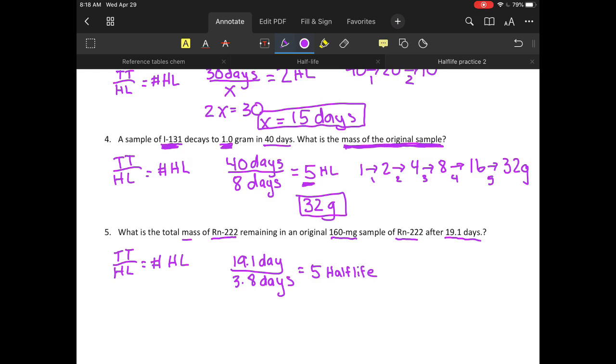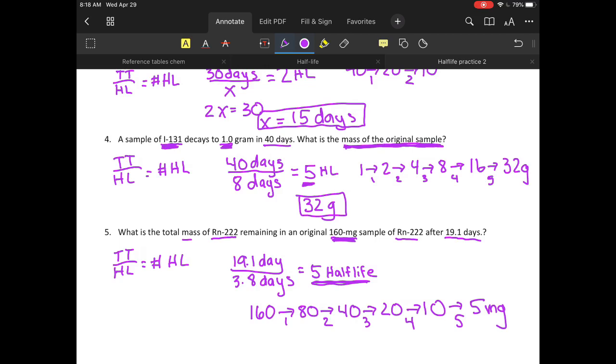And I want to know, okay, if I started with 160 milligrams and 5 half-lives have passed, how much would remain from that original sample? So 160 milligrams, 80, cut that in half, 40, 20, 10, let's see, 1, 2, 3, 4, I need 1 more, 5. So that means after 5 half-lives, starting with 160 milligrams, 5 milligrams of the original sample would remain.